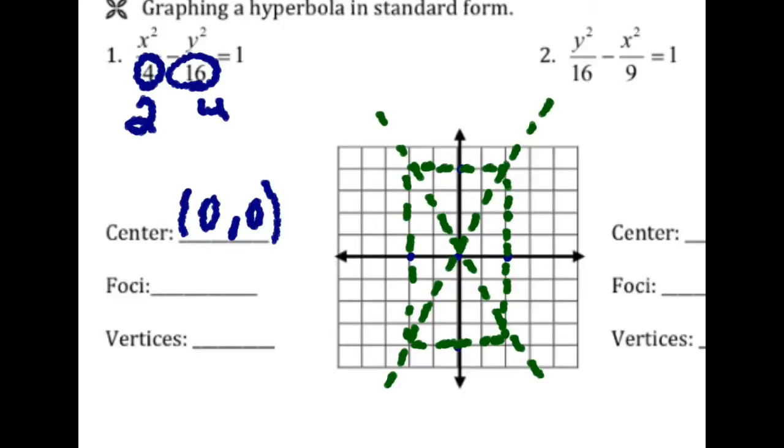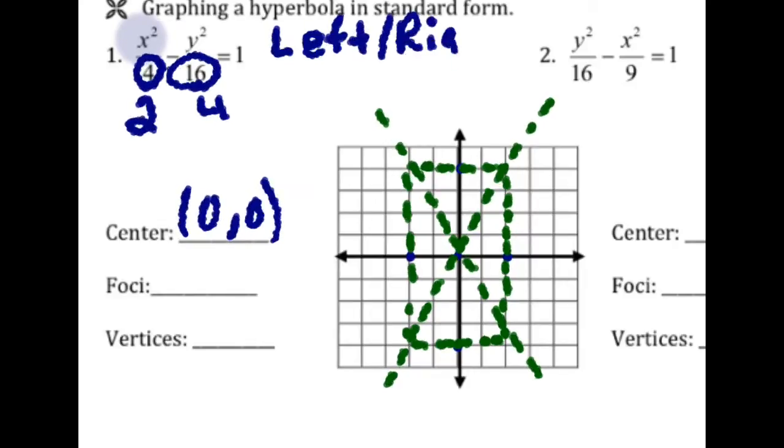The thing we have to look at right now is which term is first, and we have the x term first. Like I said up top, that tells me that this is going to be a left-right hyperbola, so that's something you might want to make a note of. It's a left-right hyperbola because, again, the x squared term is first. So now we're ready to graph it.